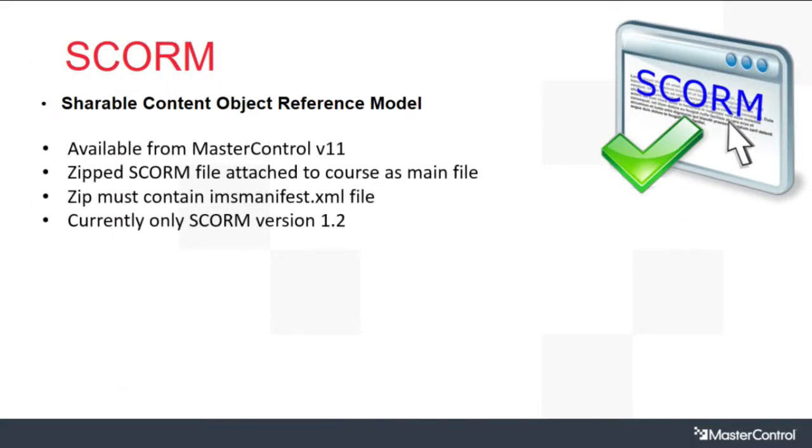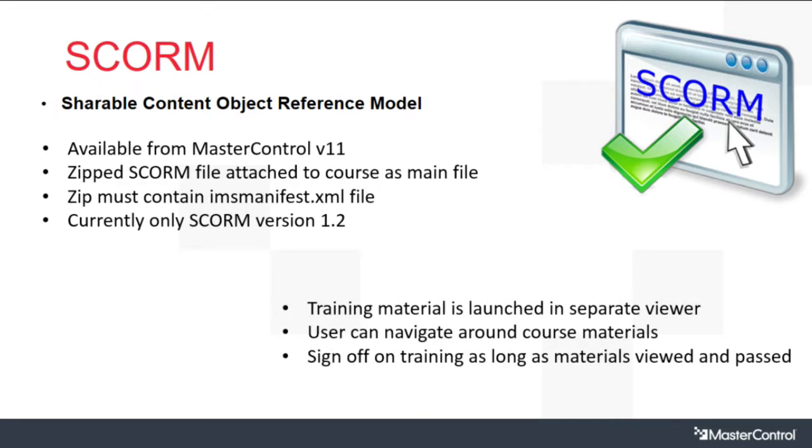So the next one is SCORM. This is less about specific issues you might run into with SCORM, but how it's configured within Master Control. It was added to version 11. A SCORM file is just a zip containing all the interactive training materials in the SCORM format. We currently only support SCORM 1.2, and that must contain the IMS manifest XML file, which is part of SCORM, and it's a mandatory file for those to be read.